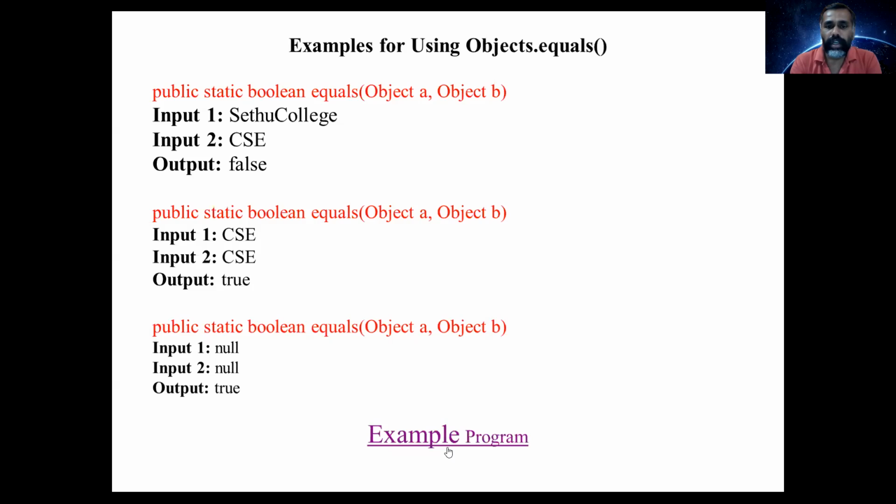In the third, we are going to compare the objects string 1 and string 4. String 1 comma string 4, where 1 is Sethu college and 4 is a null value. So both are not the same, so it returns false. And finally, we are checking string 4 and string 5 objects. By using Objects.equals, 4 and 5 are compared. Both 4 and 5 have a null value. So both the objects are null, then it is true. So this is an example for the Objects.equals function.